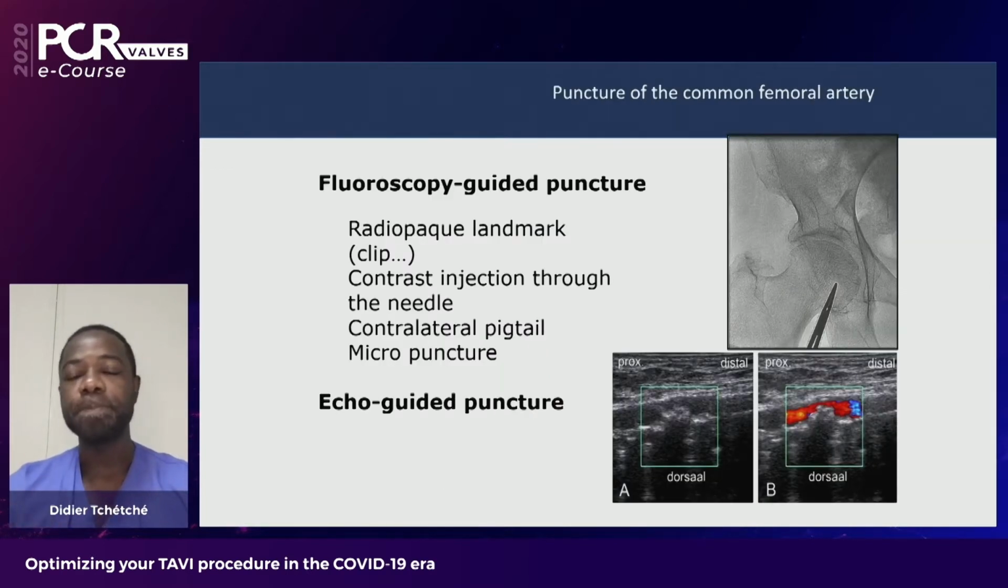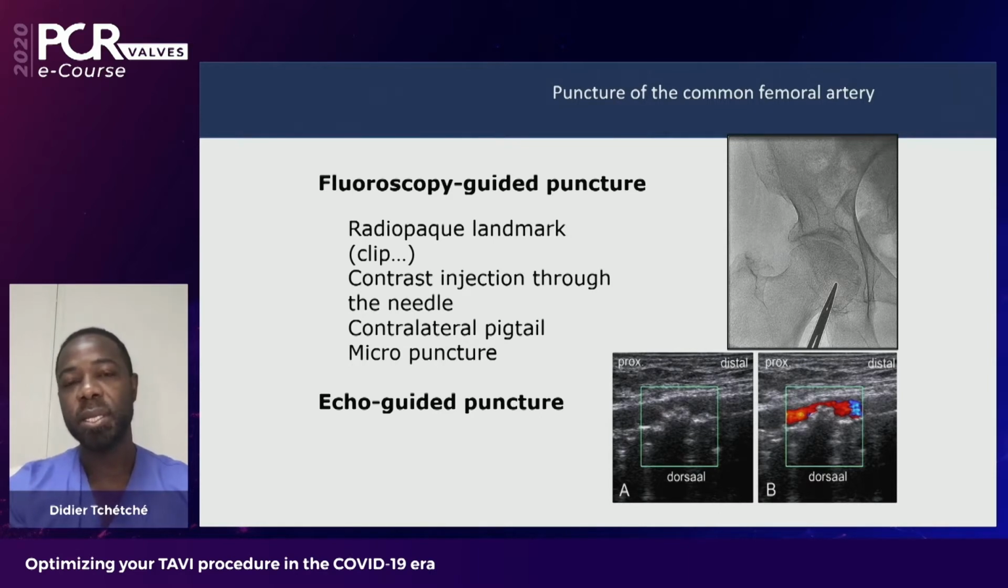So we have various techniques to get access to the common femoral artery, whether it be a fluoro-guided puncture, it can be through identifying some lead marks, using clips, injecting contrast through the needle, using a contralateral pigtail. Whatever technique you use, even the micropuncture, the goal is always the same: safe puncture, anterior wall, mid portion of the anterior wall of the CFA.